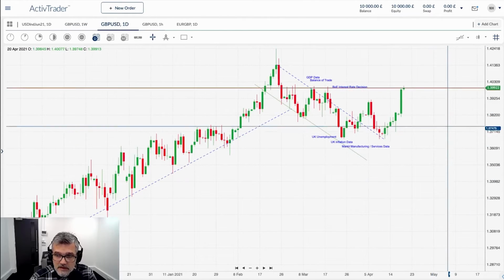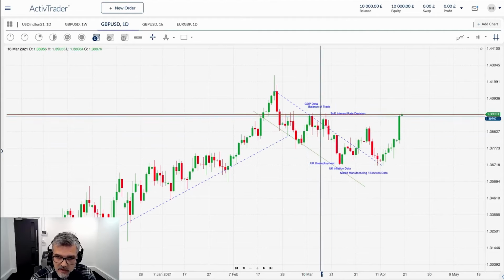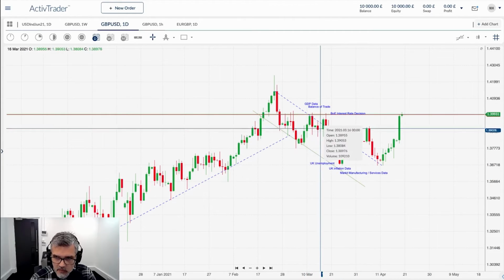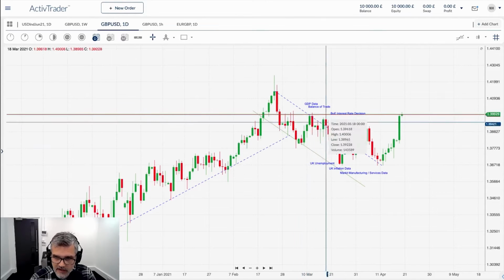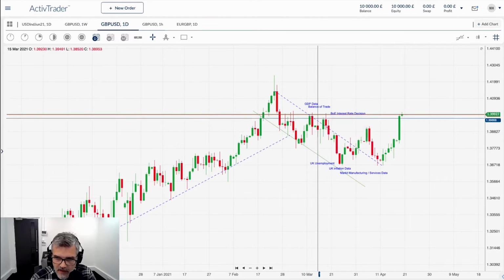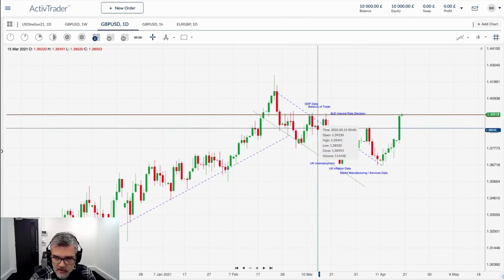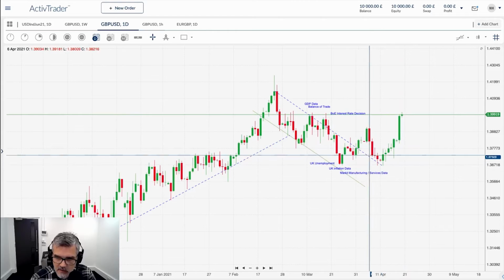On a sort of more near-term basis, we've taken out some swing lows and some swing highs. And we're currently at the swing highs where we have GDP data, balance of trade data, and Bank of England interest rate decision data. It's quite possible that we take out these swing highs and then come back down to test these swing lows here.